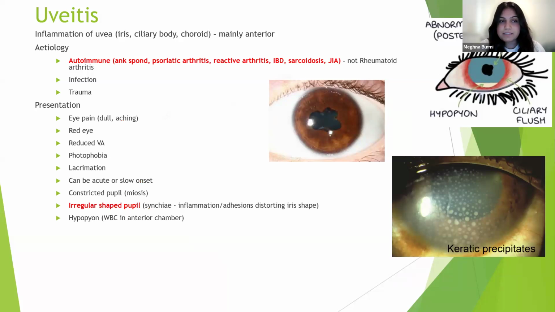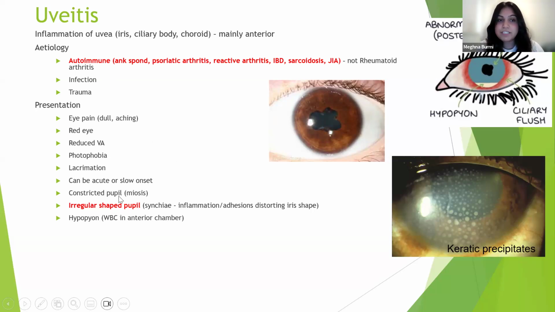How does it present? So it presents with eye pain, which is more dull and aching rather than sharp. You might have a bit of red eye. But importantly, we're looking at different layers now, so it's not going to be affecting your sclera at this point. You have reduced visual acuity and photophobia, increased tear production called lacrimation, and it can be acute or slow onset depending on the etiology. If it's an autoimmune thing, it might be a bit slower.